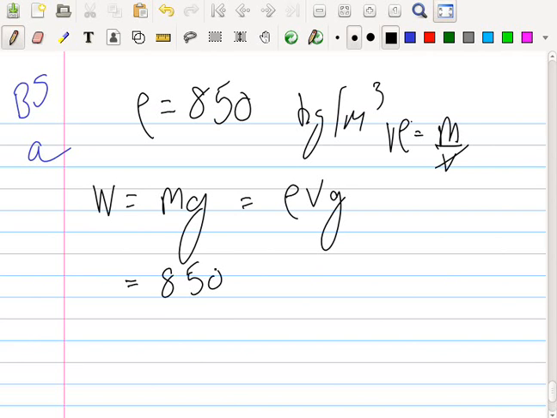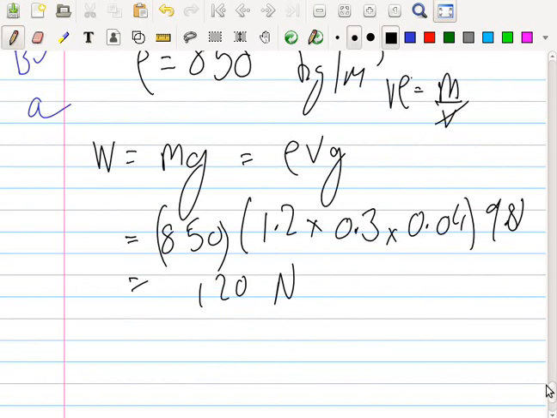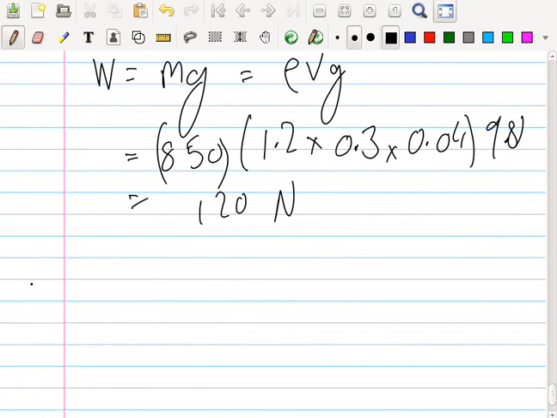Density 850. Volume 1.2 times 0.3 times 0.04 times 9.81. It comes out as 120. That's part A.